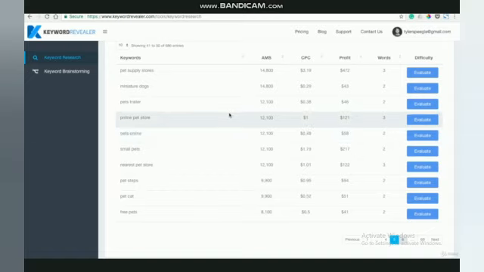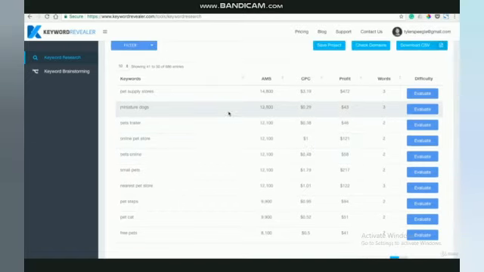So maybe instead of just writing about dogs or writing about pets, you could write about miniature dogs. Average monthly search, only 14,000. That's a pretty good bit, but it's not so much that you can't compete in it. Cost per click, only 29 cents. And you can actually evaluate, by looking at this, how successful you could be at doing that.